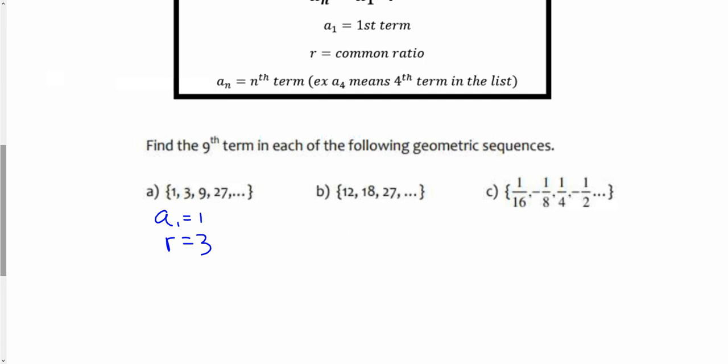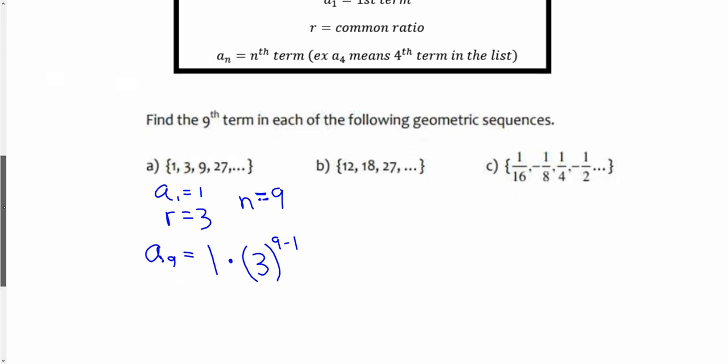So now that I have that, I can plug it into the formula so that I can find the 9th term. So that means we're doing n equals 9. So a sub 9 equals the first term times the common ratio, and then 9 minus 1. It's going to be a pretty big number. At least 100.